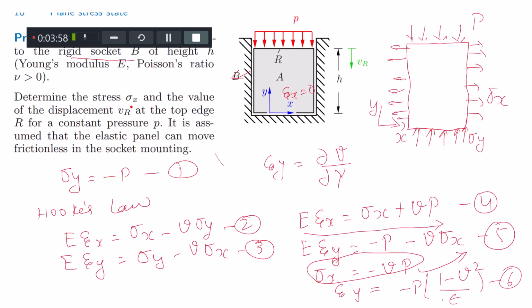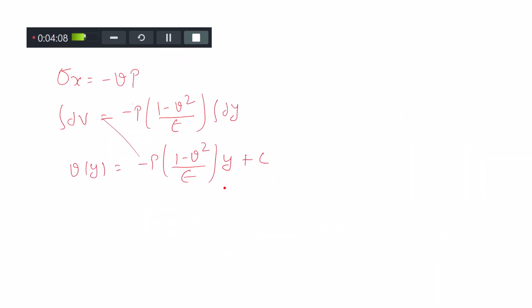Now again, if we go back to the problem statement, we can see that at y equal to 0, the material points cannot move in the y direction. So if we put that in, 0 is equal to minus p times the term, and y is also 0, so we can directly multiply and it becomes 0 plus c. So the constant is equal to 0. Now my equation is going to be like this: v of y is equal to minus p times (1 minus Poisson's ratio squared) divided by E times y.